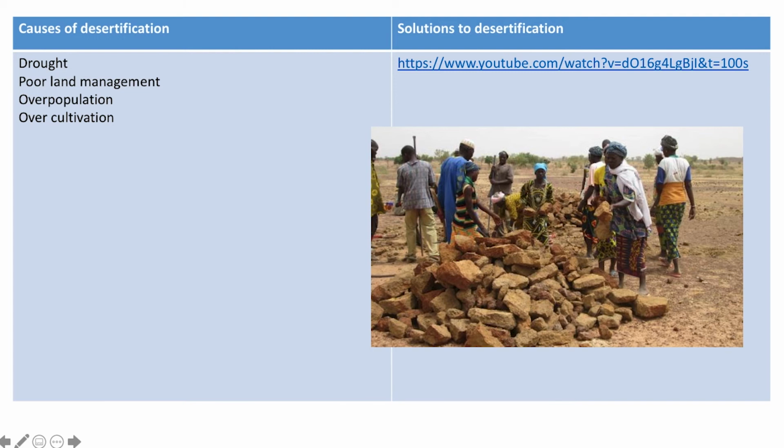This slide is talking about the causes of desertification, of which there are many, and these are just a few. But drought, poor land management, overcultivation, overgrazing, overpopulation, deforestation are causes of desertification. However, there are some solutions. If you take a look at the video clip, you will see an explanation of the magic stones.